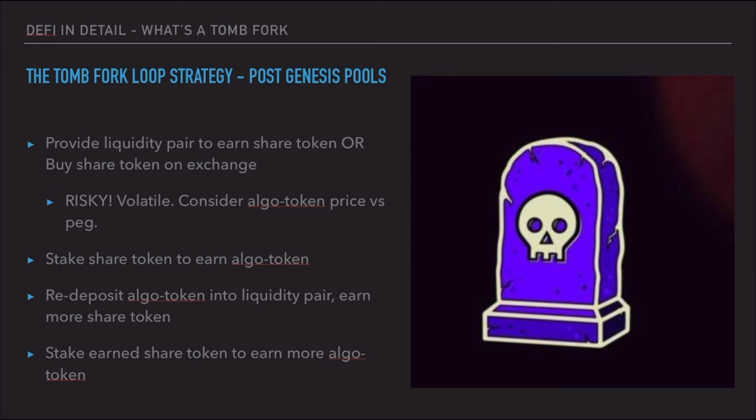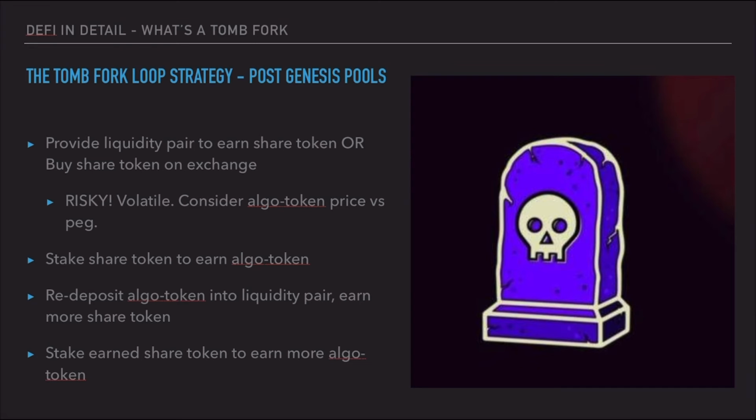Alternatively, someone who is not in at the beginning, at the launch of a protocol, and is coming in post Genesis pools, that is after Genesis pools are no longer active, this is a strategy a person in that instance may use. Again, do your own research. I'm going to talk about all the problems with this though. So you could start by either purchasing the algo token and providing a liquidity pair to earn share token, or purchasing the share token on an exchange in order to stake into the boardroom.